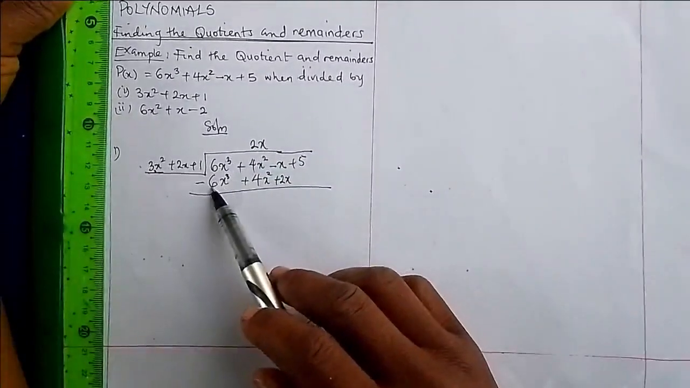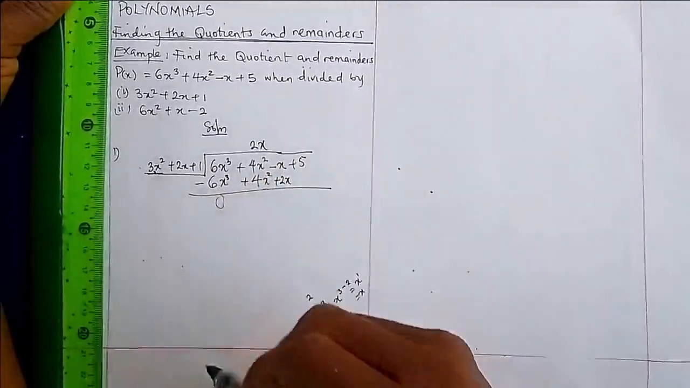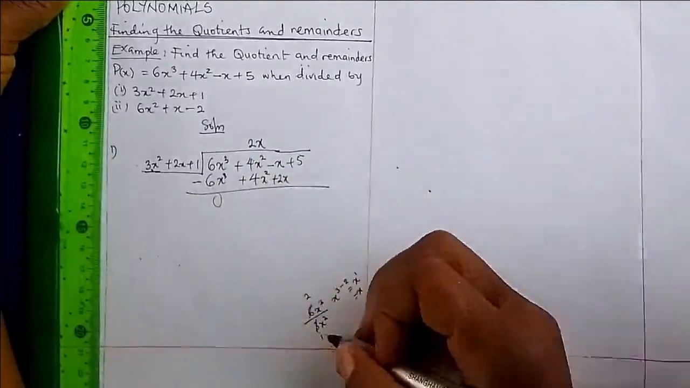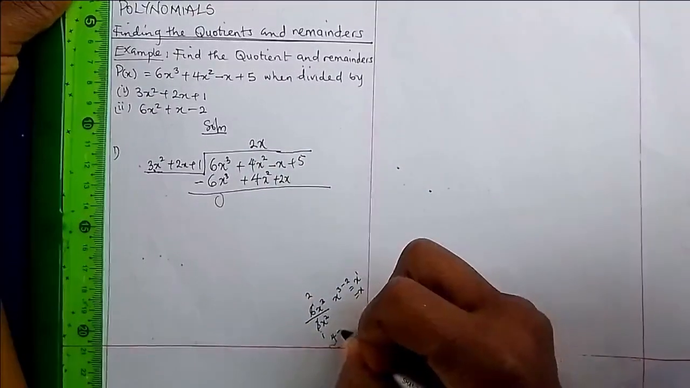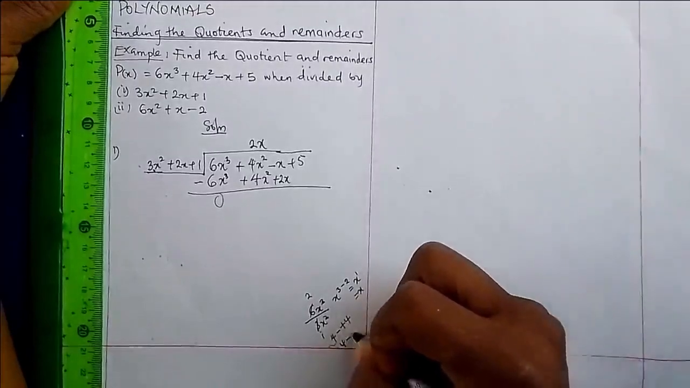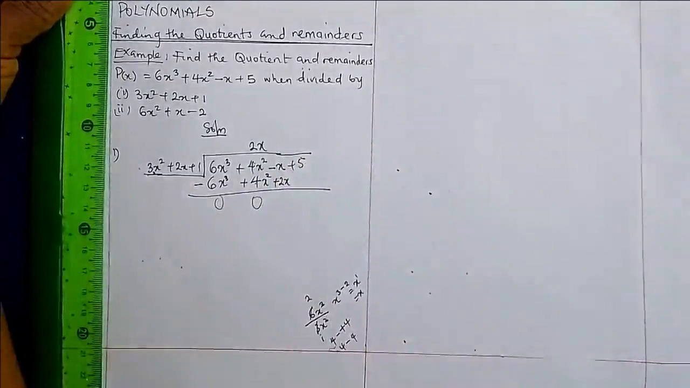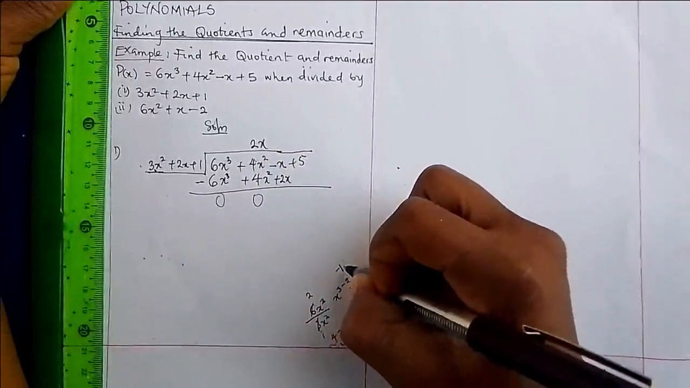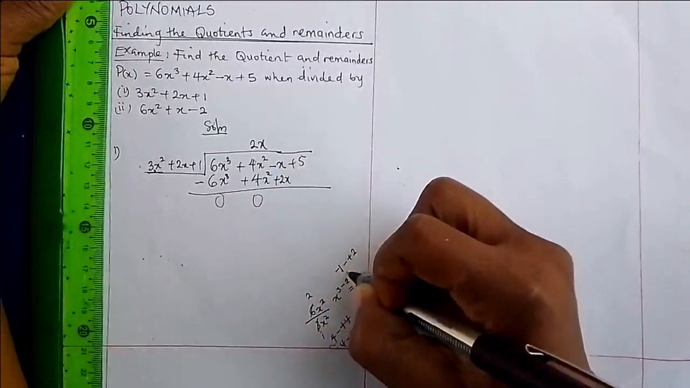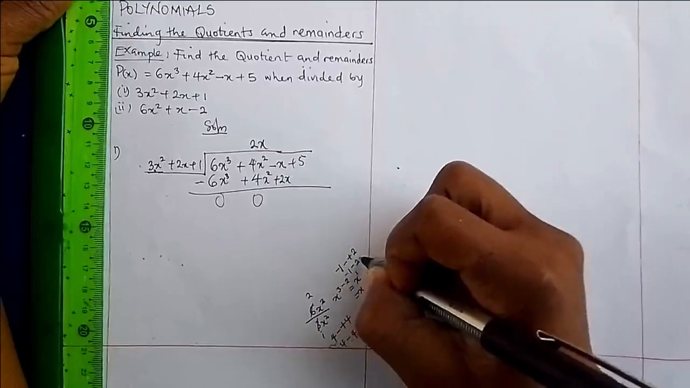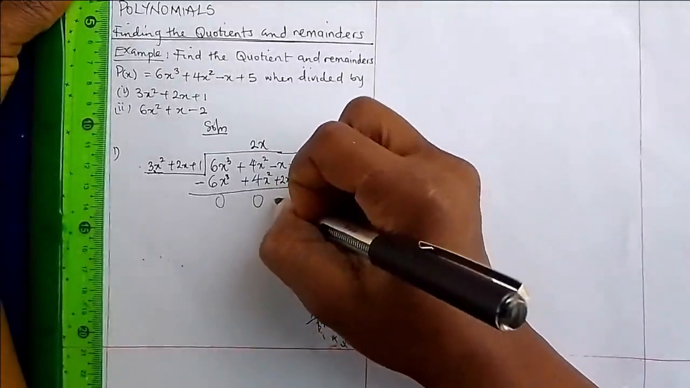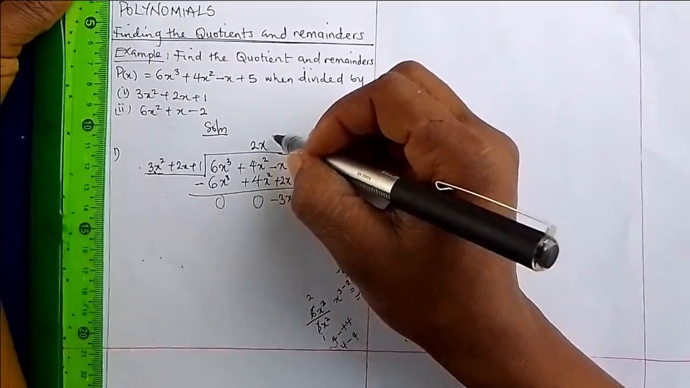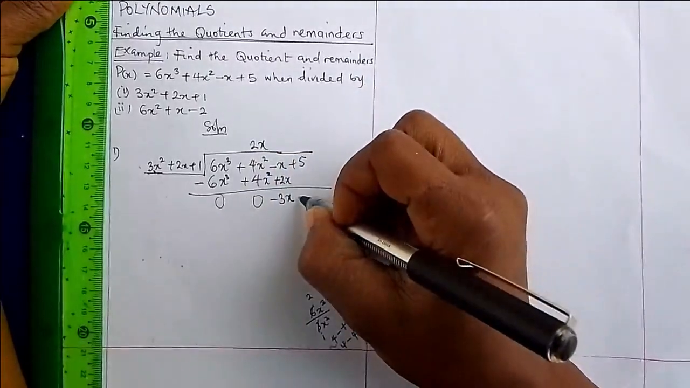6x^3 minus 6x^3 gives us 0. 4x^2 minus 4x^2 gives us another 0. Then we have -x minus 2x, that's -3x. Then you bring down your 5.